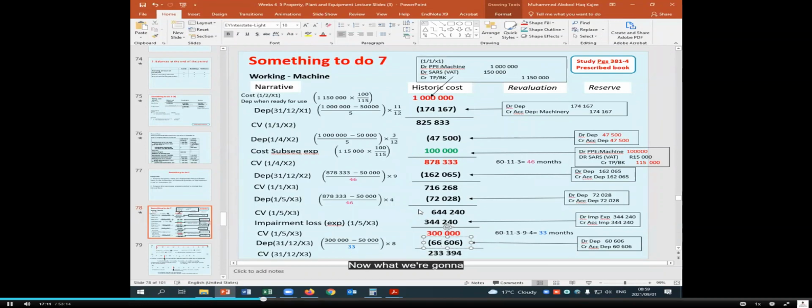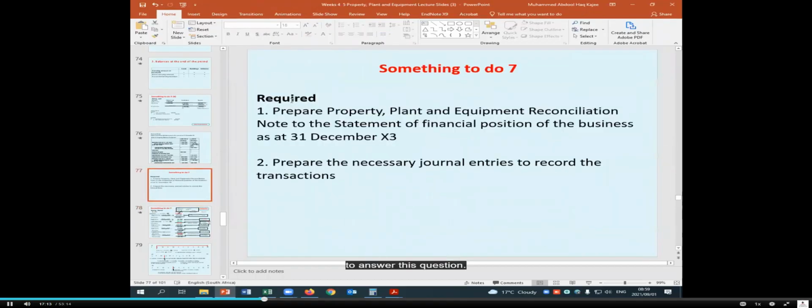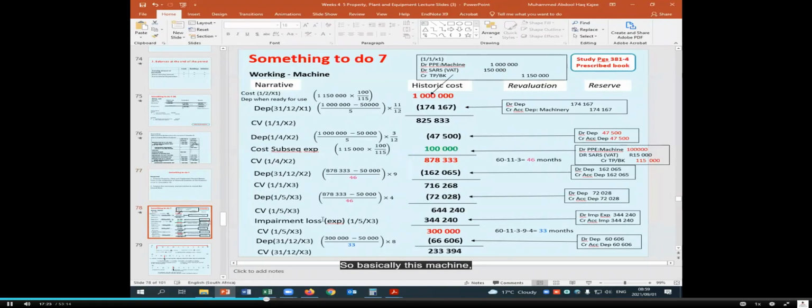Now what we're going to do is we're going to take this information and we're going to answer this question here. Prepare property, plant, and equipment reconciliation note for the 31st of December 2003. So basically this machine, this opening balance, these movements for 2003 and this closing balance for 2003, we want to see that in our note.